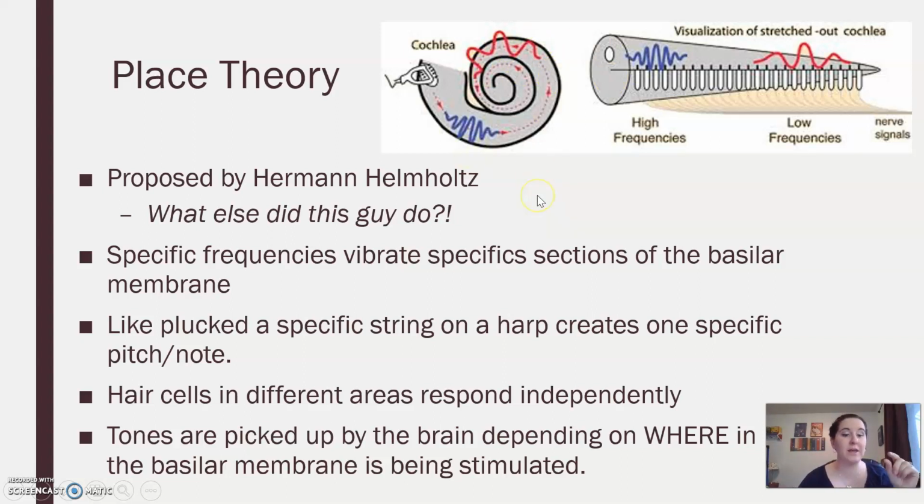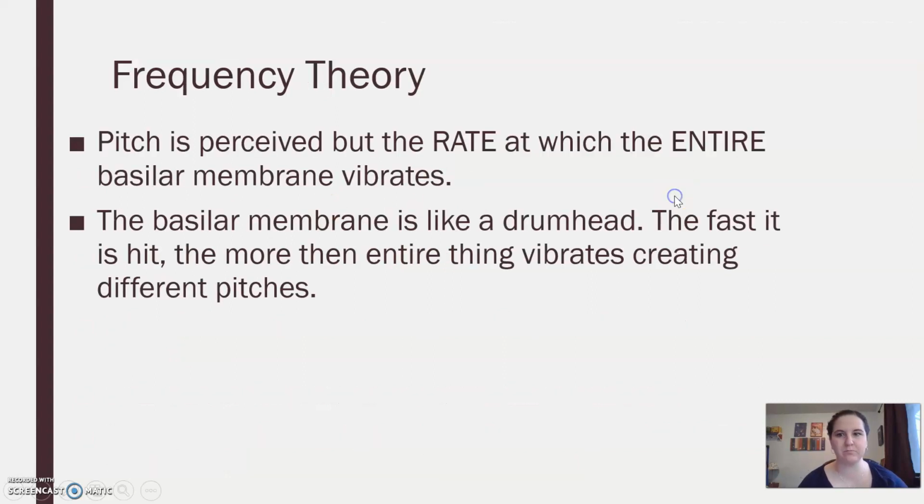Okay, it's the place. It's saying that different places on the basilar membrane inside the cochlea, so different places where hair cells are located, have different pitches, right? And that makes a lot of sense. And then tones are picked up by the brain based on what part of the cochlea was stimulated, where on it. So place is the where. Where on the cochlea, where specifically on the basilar membrane, because that's where the hair cells are. Which hair cells are being stimulated.